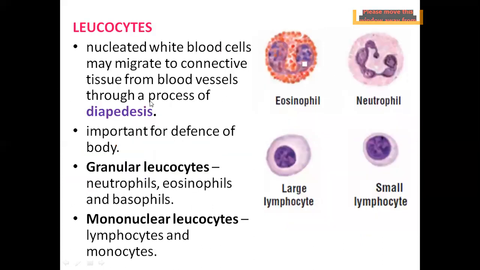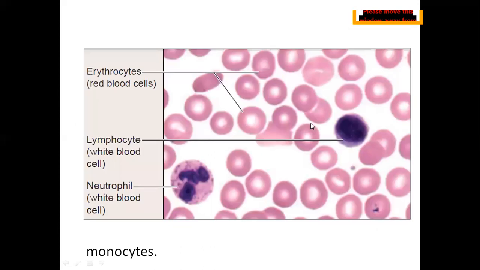Then leukocytes. Nucleated white blood cells may migrate to connective tissue from blood vessels through a process called diapedesis. They are important for defense of the body. We have granular leukocytes: neutrophils, eosinophils, and basophils. We have mononuclear leukocytes like lymphocytes and monocytes. You can see this is a blood film where you can see the RBCs, which do not have a nucleus. We have a lymphocyte, which is a WBC.